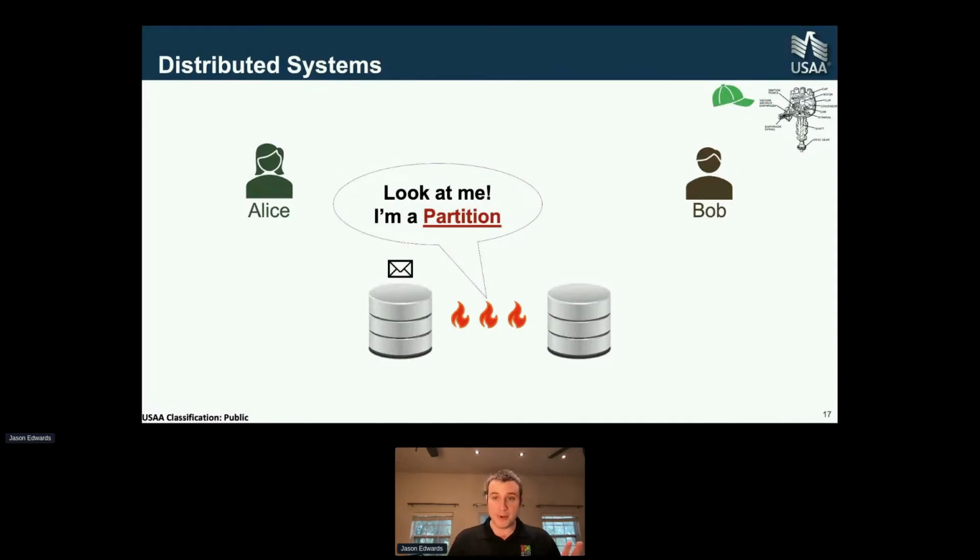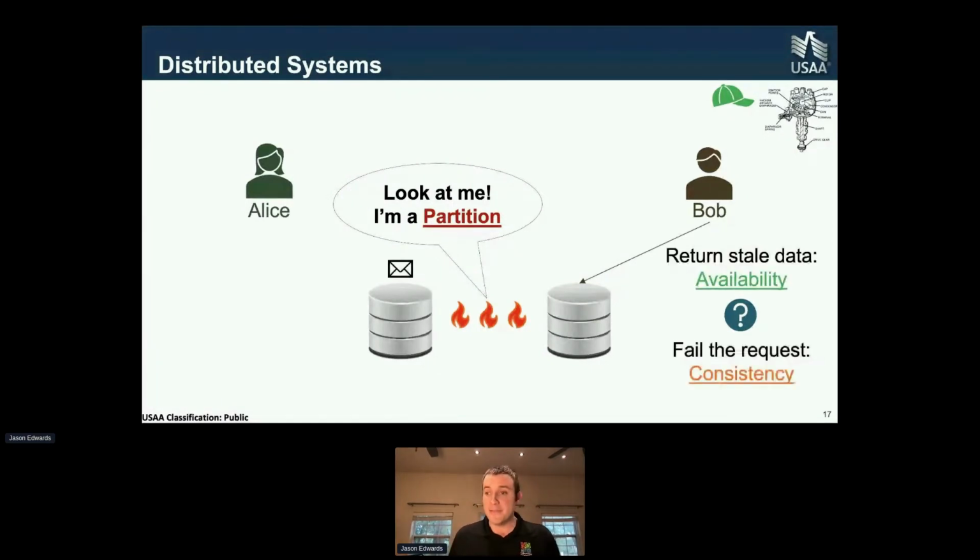Now, in light of a partition, when Bob wants to go get some data, we have a choice to make. Do we give Bob some data or do we not? It's a binary choice. If we give him data, that data might be stale. It might be out of date, might not have the latest and greatest stuff that Alice put in on the left-hand shiny cylinder. Well, that's a choice for availability. We want to give Bob something, even if it's maybe out of date.